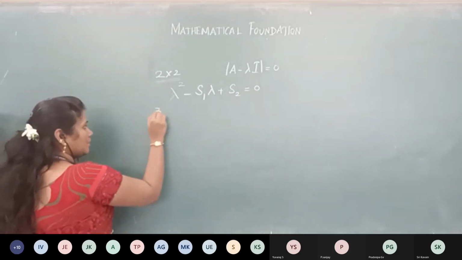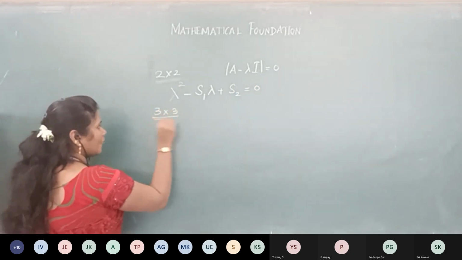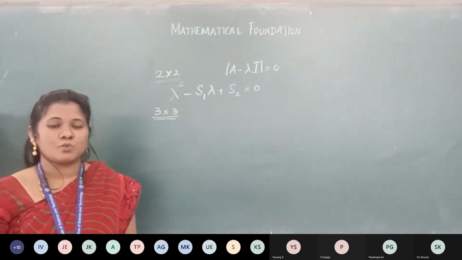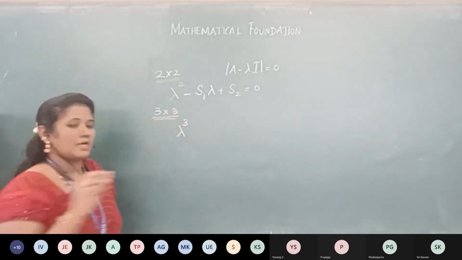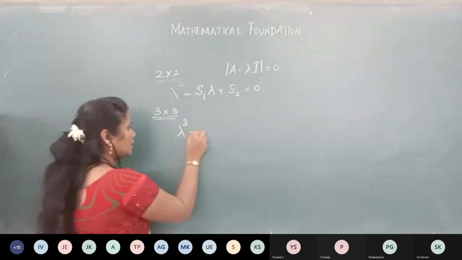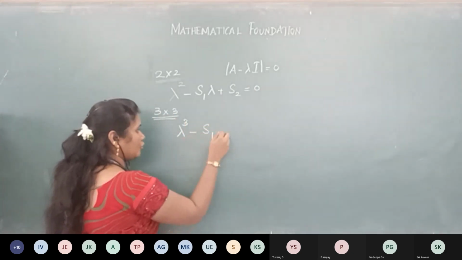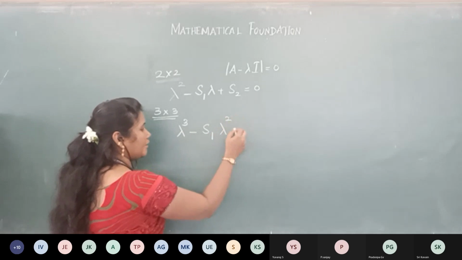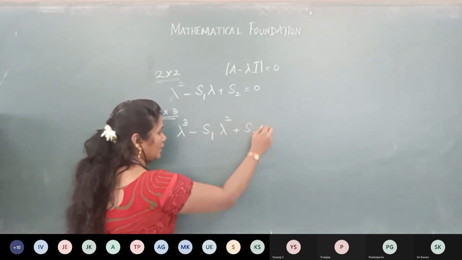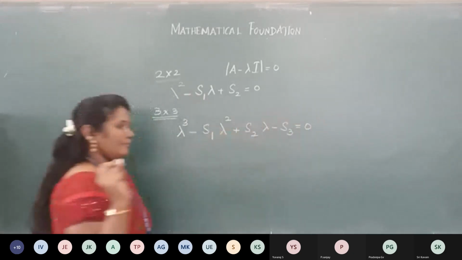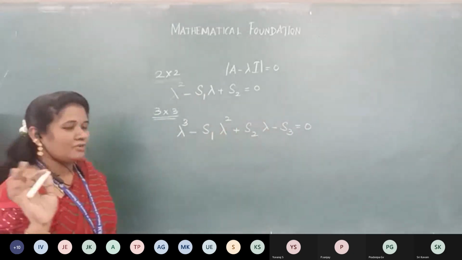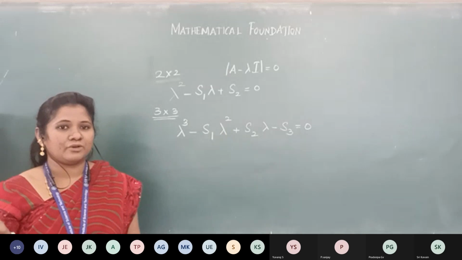When it is a 3 cross 3 matrix, what is your formula? You start with lambda cube minus S1 lambda square plus S2 lambda minus S3 equal to 0. So this will be your formula for your 2 cross 2 and for 3 cross 3.